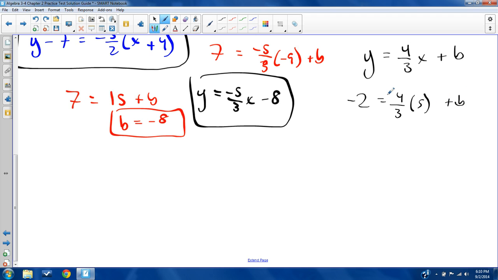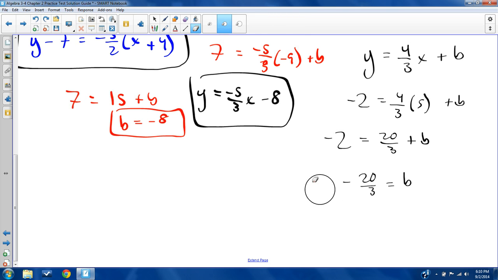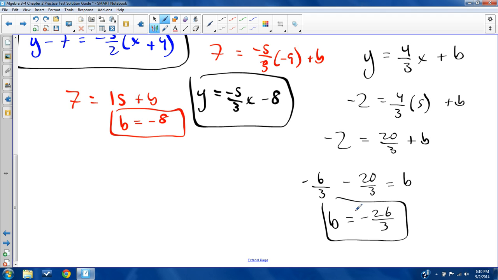Okay, 5 times 4 is 20/3. So -2 equals 20/3 plus b. I have to subtract both sides by 20/3. So I'll do -2 minus 20/3 equals b. This is kind of an unfortunate one, not having fun with it. -2 I need to write as a fraction that's divided by 3. So -6/3 will do. Finding a common denominator, that's all I'm doing. Okay, -6/3 minus 20/3 is -26/3. So there's my b value.